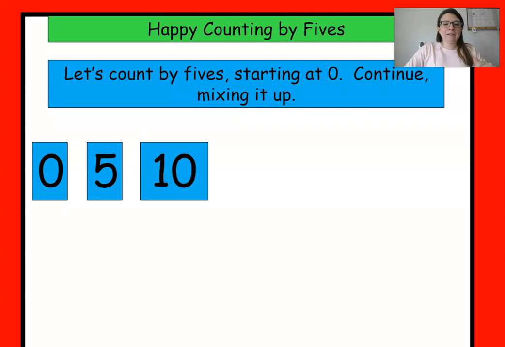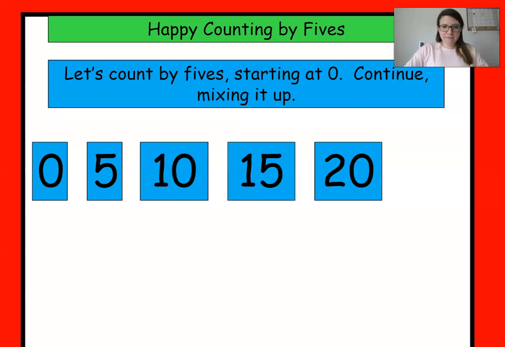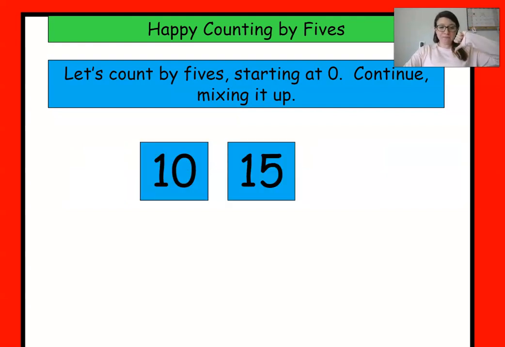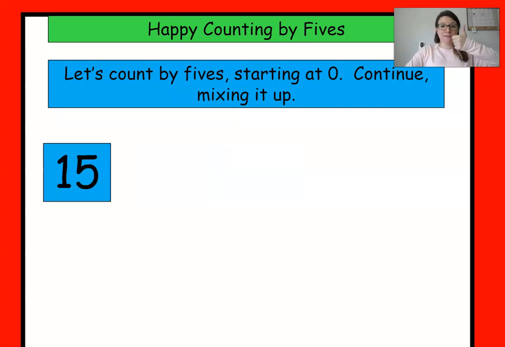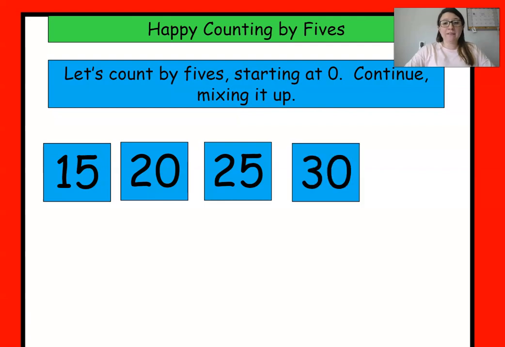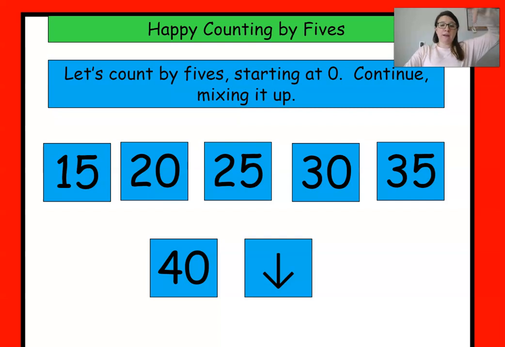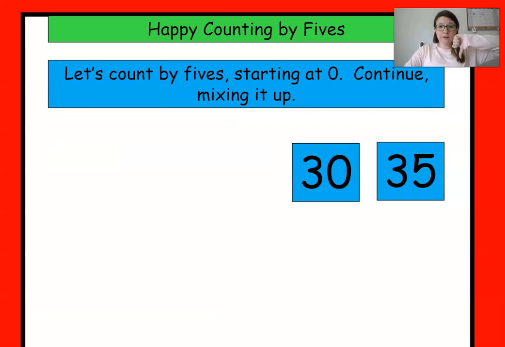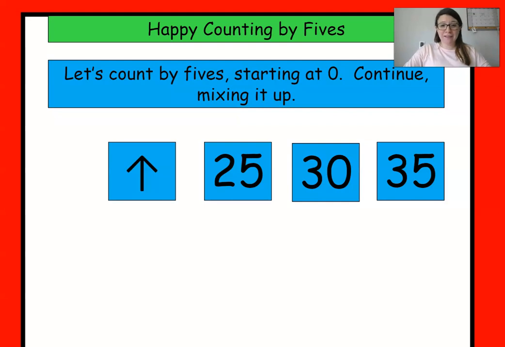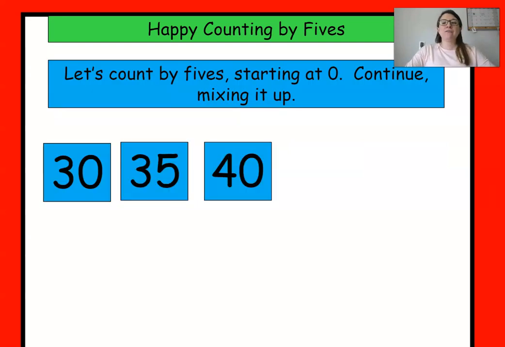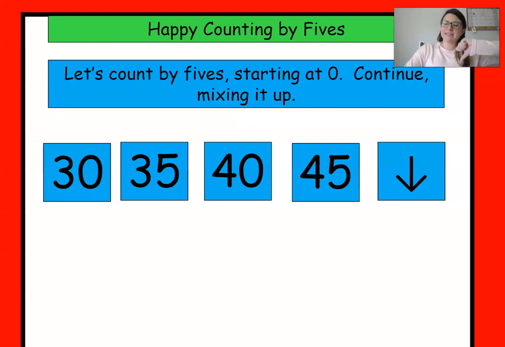0, 5, 10, 15, 20. Count backwards now. We're at 20, so we're going to go to 15, 10. Count upwards from 10, so 10, 15, 20, 25, 30, 35, 40. Backwards from 40, we're at 45, so we're going to go 35, 30, 25, 20. Up again. So at 25, we're going up. 25, 30, 35, 40, 45, back down.